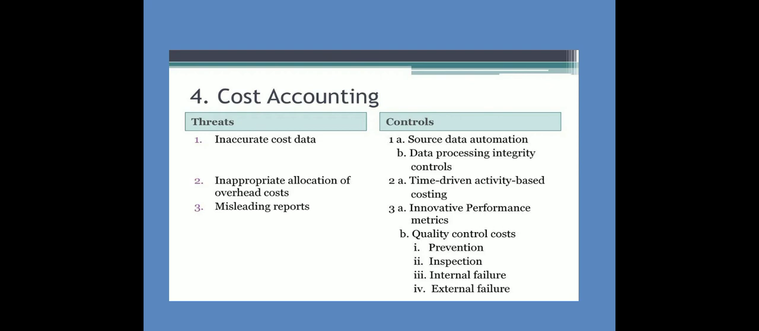Number 1, inaccurate cost data. Number 2, inappropriate allocation of overhead costs. Number 3 is misleading reports. Sa control is source data automation, data processing integrity controls. Number 2 is time-driven activity-based costing. Number 3 is innovative performance metrics. B. Quality control cost, prevention, inspection, internal failure, external failure.